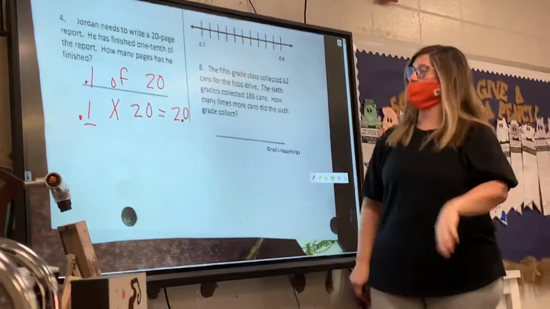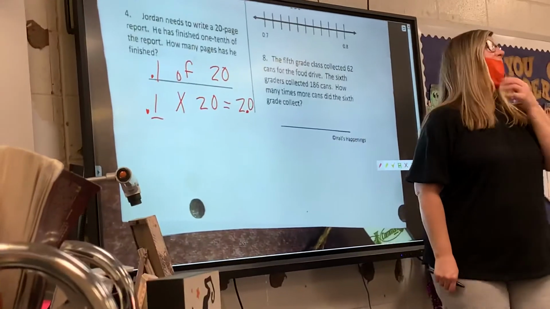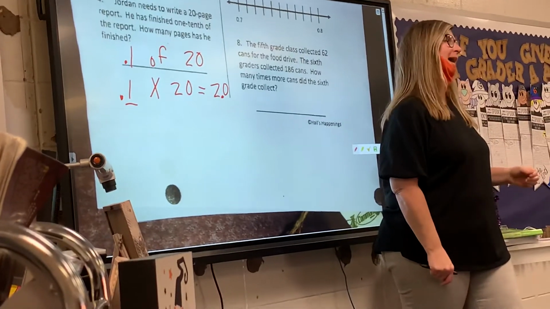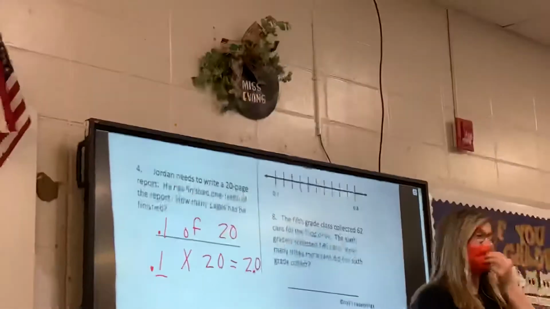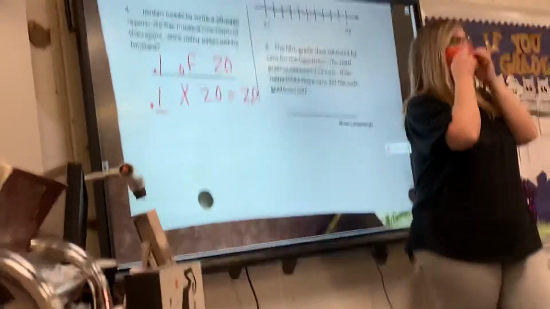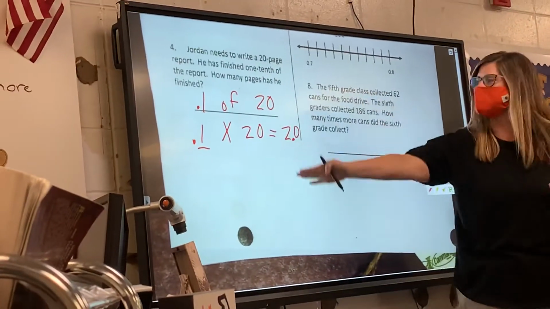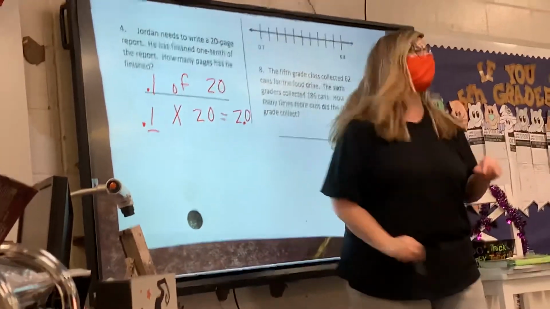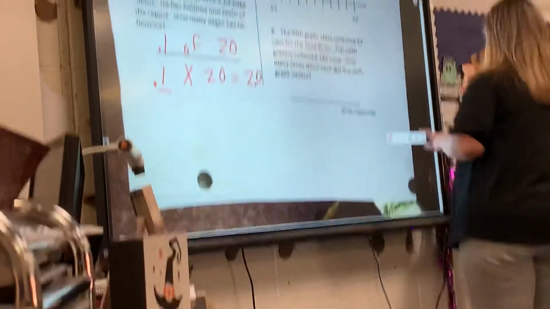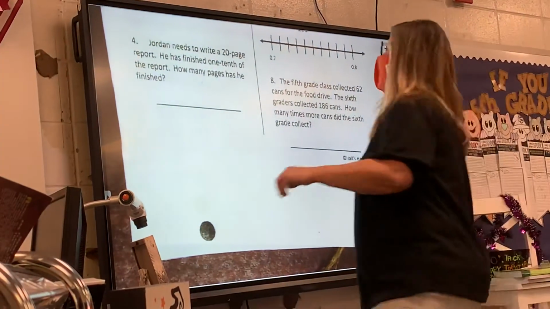Are you wrong if you divide? No. You're not wrong if you divide. But right now, in what you've learned this far in math, this is the easiest way for you to do it. And of does mean to multiply. Okay? All right, so let's look at number 5.